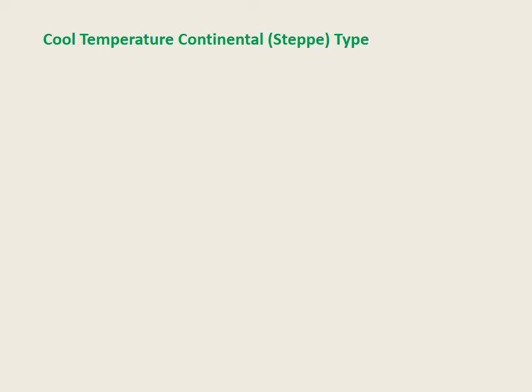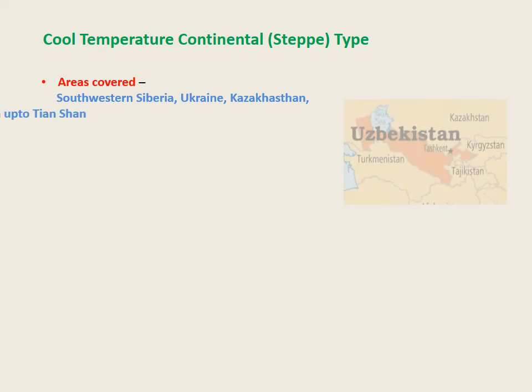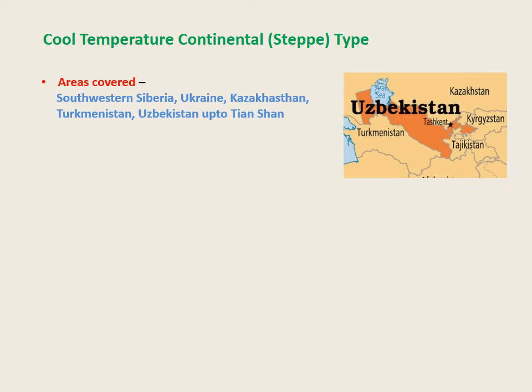Cool temperate continental steppe type. Areas covered. The cool temperate continental or steppe type of climate is experienced in a wide area extending from southwestern Siberia through Ukraine, Kazakhstan, Turkmenistan, and Uzbekistan up to the Tian Shan ranges. It is also found in parts of Iran, Turkey, Armenia, and in eastern Mongolia.